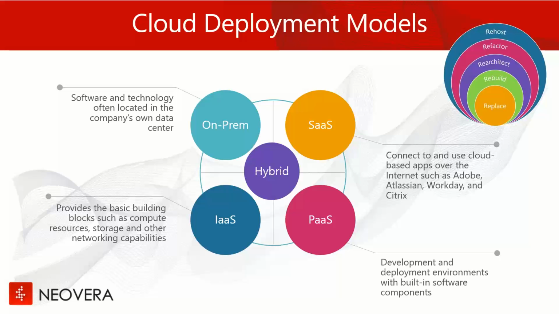Now in the upper right, we have software as a service. This is where you connect to a cloud-based application over the internet and ensure that it is integrated with your other applications that are either on-prem or in the cloud. The biggest example of this option is Microsoft 365.